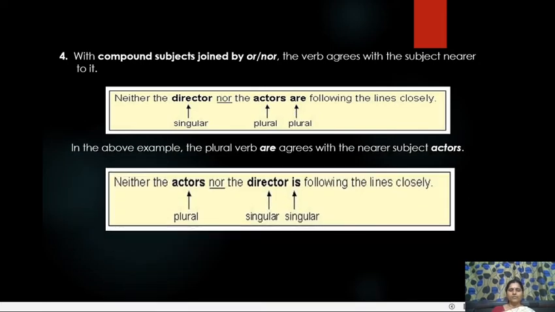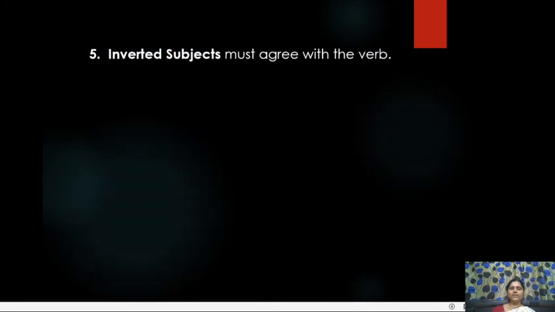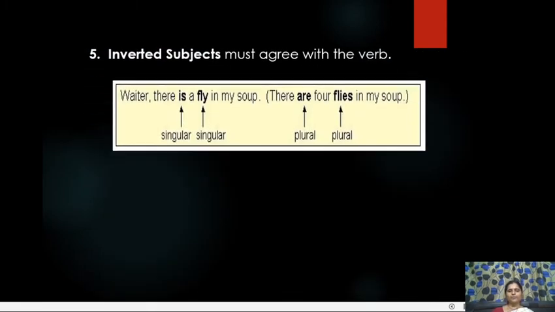Now let us see one more example. The same example, the place of the subject is changed. Neither the actors nor the director. Now director has come very near to the verb, and director is singular, so the verb also should be singular. So when the compound subjects are joined by or, nor, the verb agrees with the subject nearer to it. This is the rule.